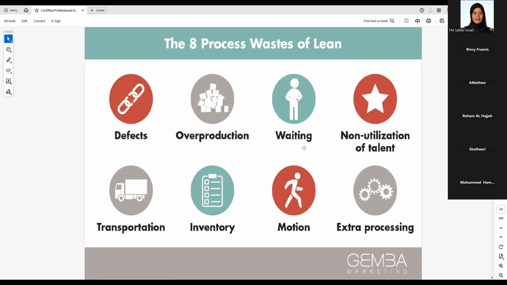This is not unavailability of the requirement. But if you have the talent and you have what they need to use, and yet you don't use it, that is when it becomes non-utilization of talent.